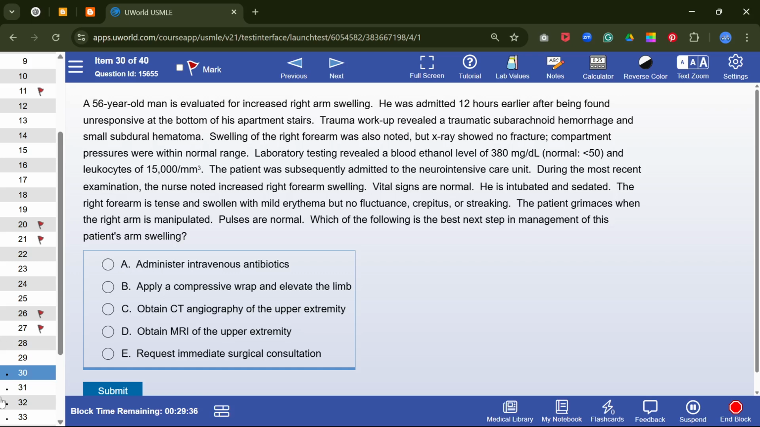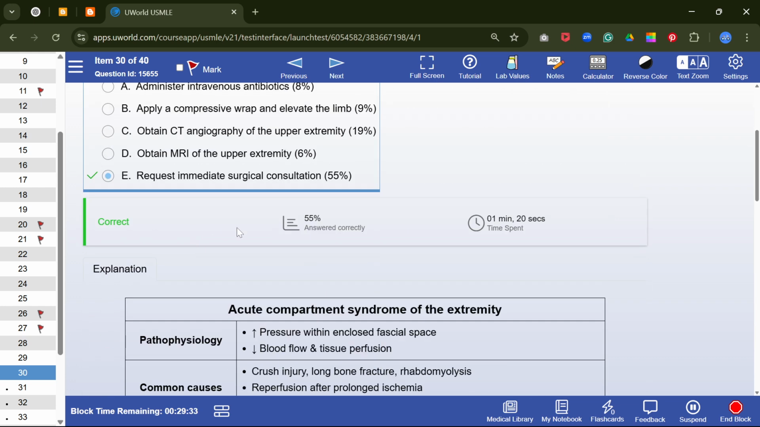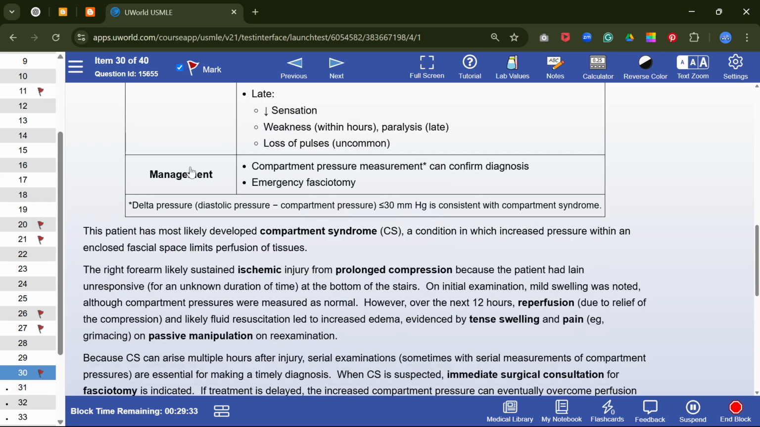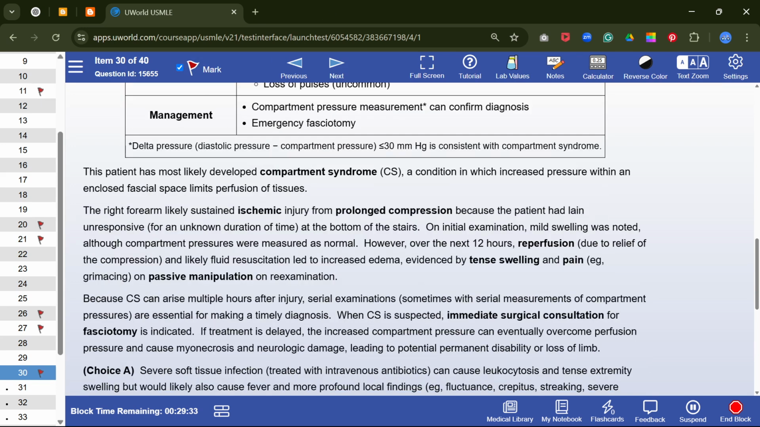Is it compartment syndrome? Yeah. Another complex topic. Compartment syndrome. Okay.